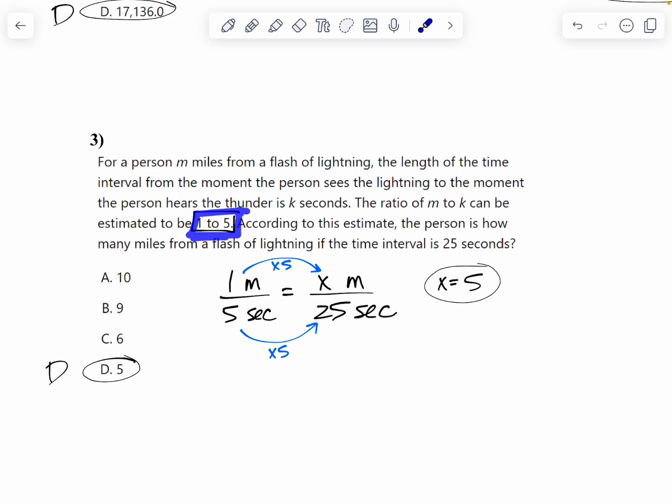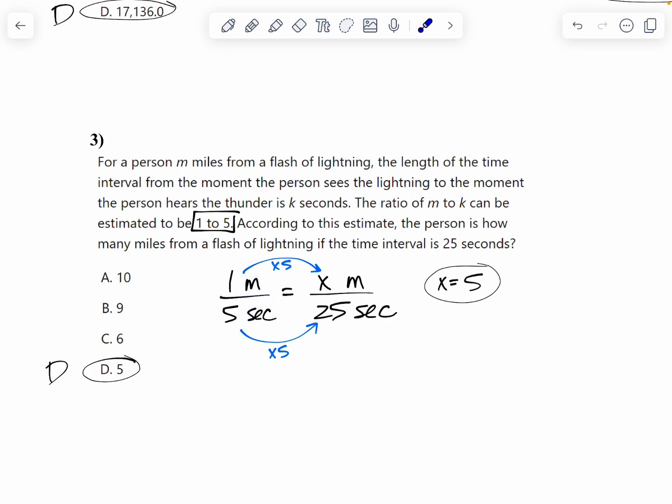1 to 5, or 1 per 5, and I'm writing it here. And the 1 is the M to K. They're telling me that the M is miles, so that's why I labeled M for miles. And that the K is in seconds, so that's why I labeled seconds. So it's kind of weird the way you have to hunt through the words of this question, but whatever. That's why I have my miles on top and seconds on the bottom.